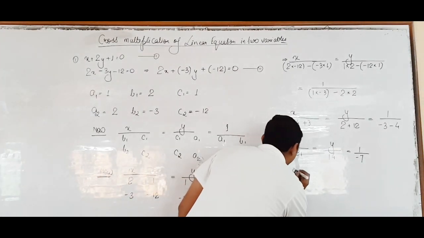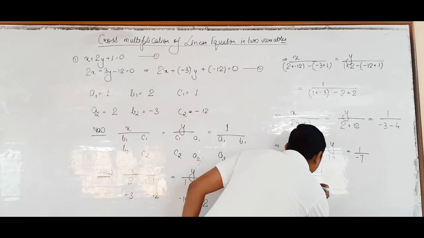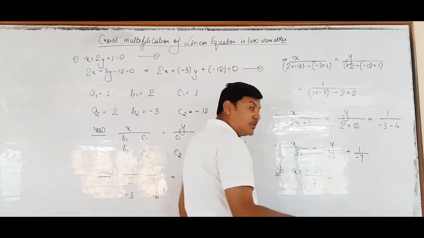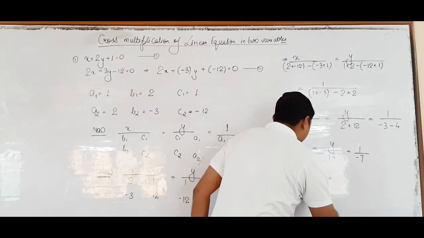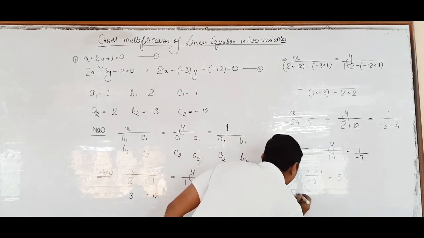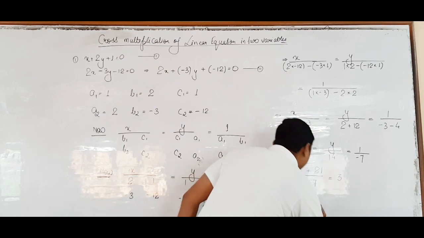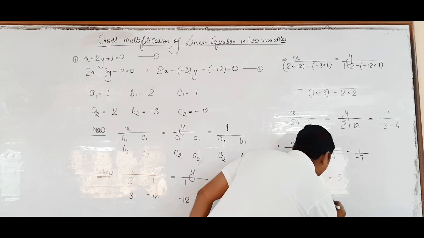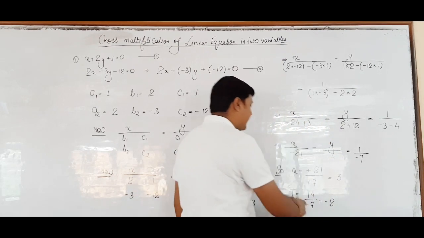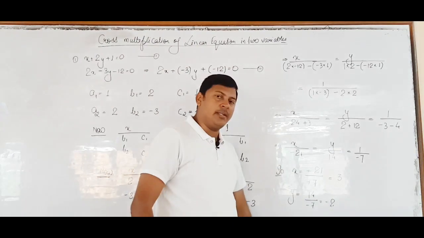So x is equal to minus 21 by minus 7. Minus divided by minus is plus, and cancel. 21 by 7 it's 3, and y is equal to 14 by minus 7, it's minus 2, because plus divided by minus is minus. So that's the value for x and y.